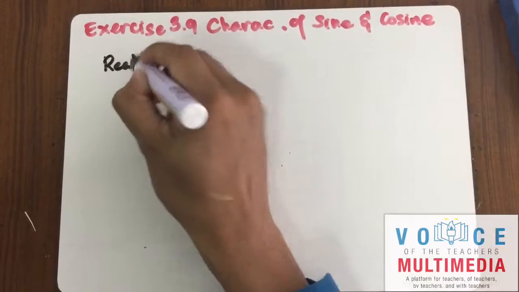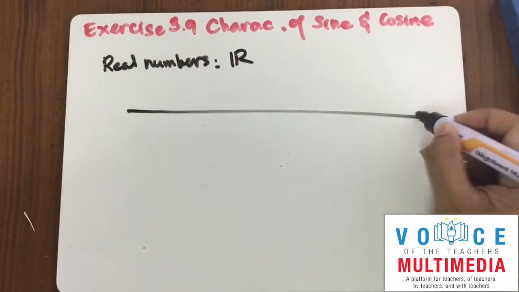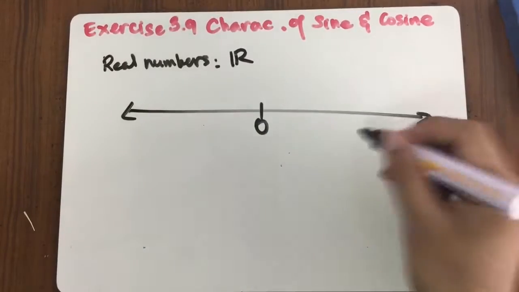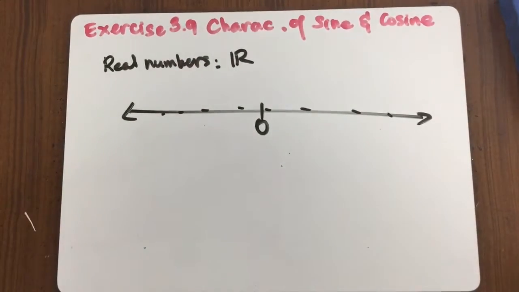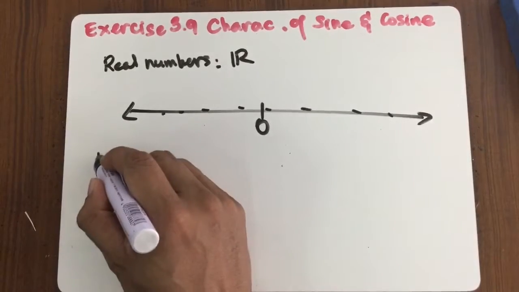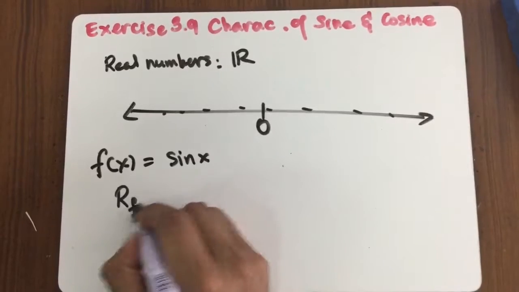Number 1, the range of the function y is equal to sine of x is the set of real numbers. Is this true or false? Okay, so pag sinabi natin set of real numbers, it can be any number in your real number line. Yan ba ang range ng sine function? No. So false yung statement na yon.